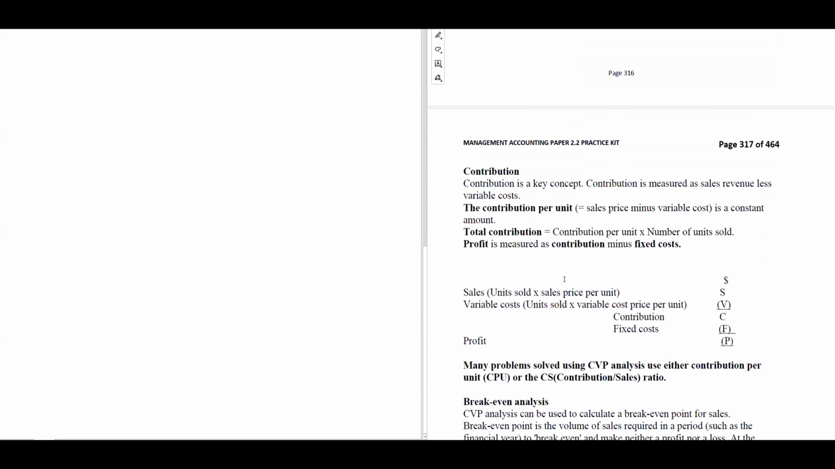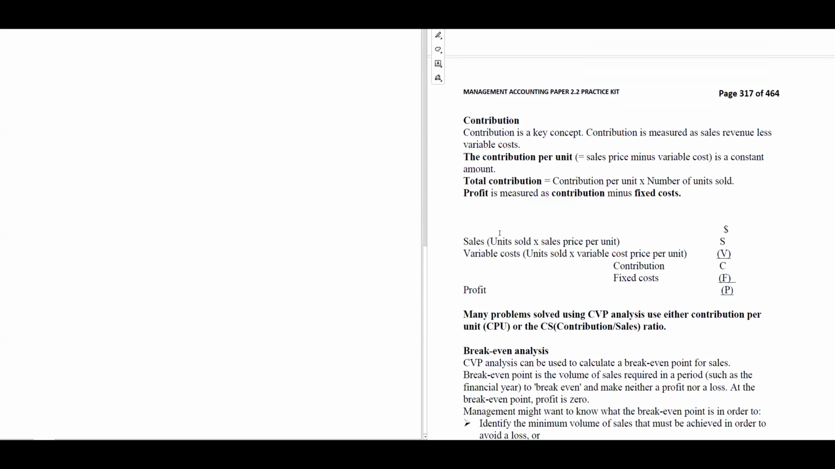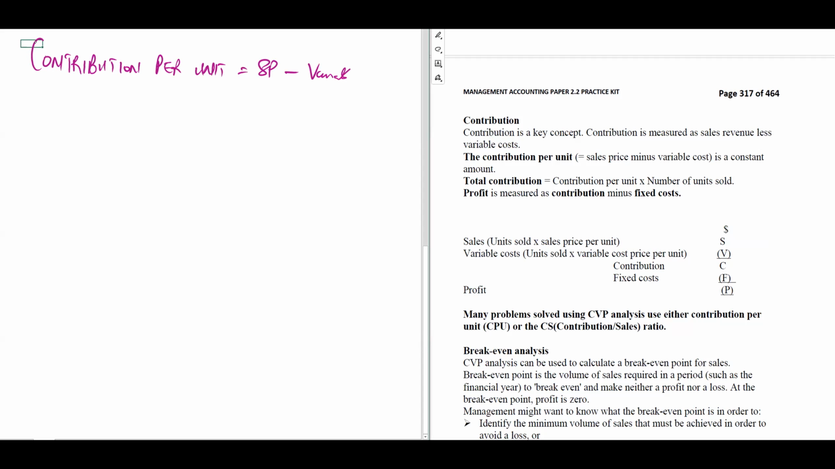Are we okay? But when it comes to CVP, the most important concept, as I told you in marginal costing, is always what? Contribution. So remember that contribution per unit is constant, right? So what is our contribution per unit? Our contribution per unit is our selling price per unit minus what? Our variable cost per unit, right? So we are looking at per unit. If you want them in total terms, you are looking at what? Per unit times the number of units. Okay.